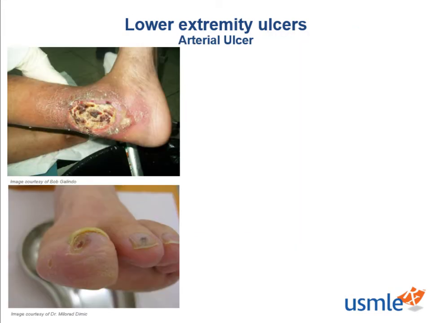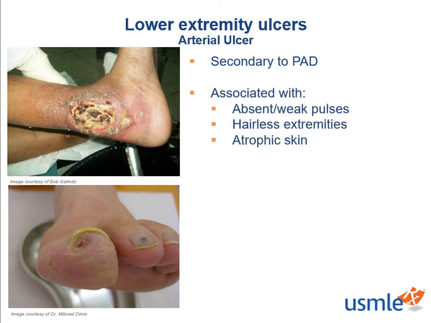Moving to the other side of the vascular system, we have arterial ulcers. These ulcers arise secondary to the many disease processes leading to arterial insufficiency and reduced blood flow, otherwise known as peripheral artery disease. So it makes sense that these ulcers present with other symptoms of poor arterial flow, like weak or even absent pulses, on cold and pale extremities, on a background of atrophic skin without hair.